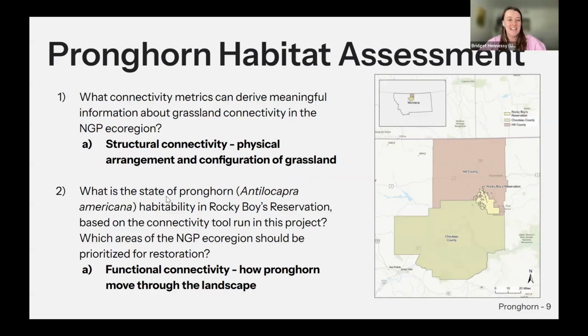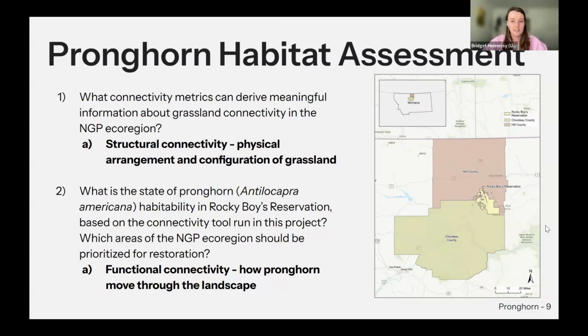Thanks. Hi, everyone. So as Mary was saying, the ground truthing results led into what data to use for this pronghorn habitat assessment. In our talks with Tony, we decided to focus on pronghorn as they are an indicator species, meaning that their population health and dynamics can indicate overall grassland health and grassland dynamics. So by assessing their ecological connectivity, we can gain insight into overall grassland health.